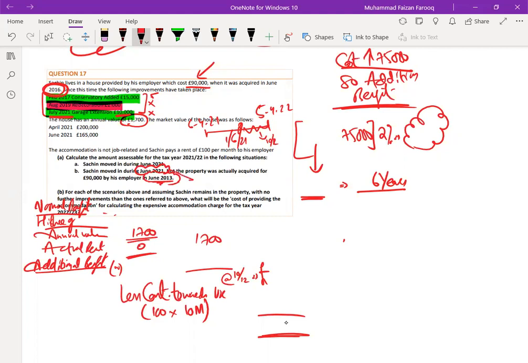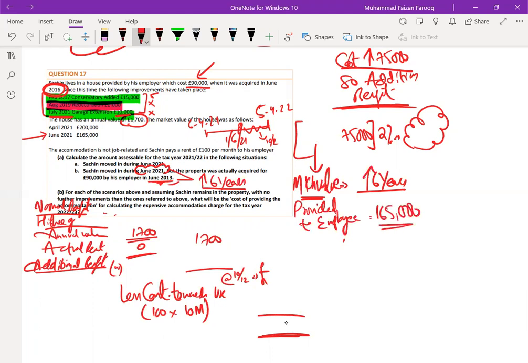So can you check and tell me if it's more than 6 years or not? It is more than 6 years. So here we are going to take what, cost or market value? Market value. Which market value we have to take? We have two market values given. The recent one. On the date of provision, we are going to take the market value at the date it was provided to the employee, which is how much?